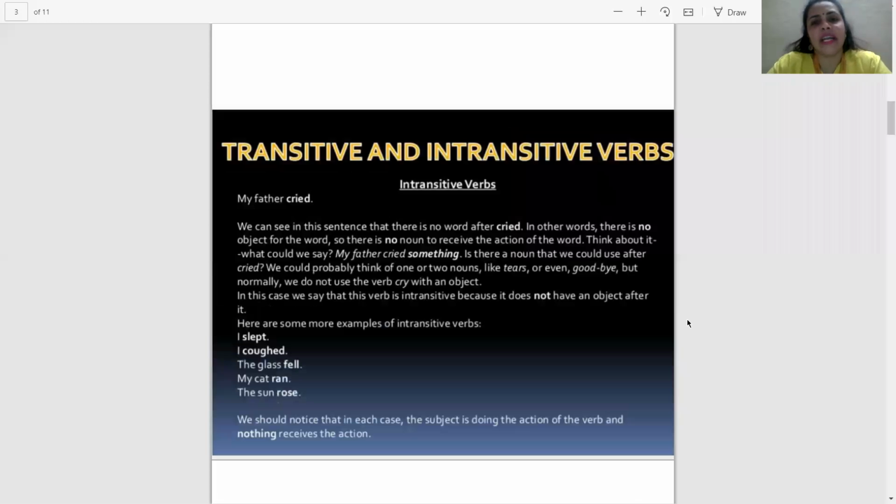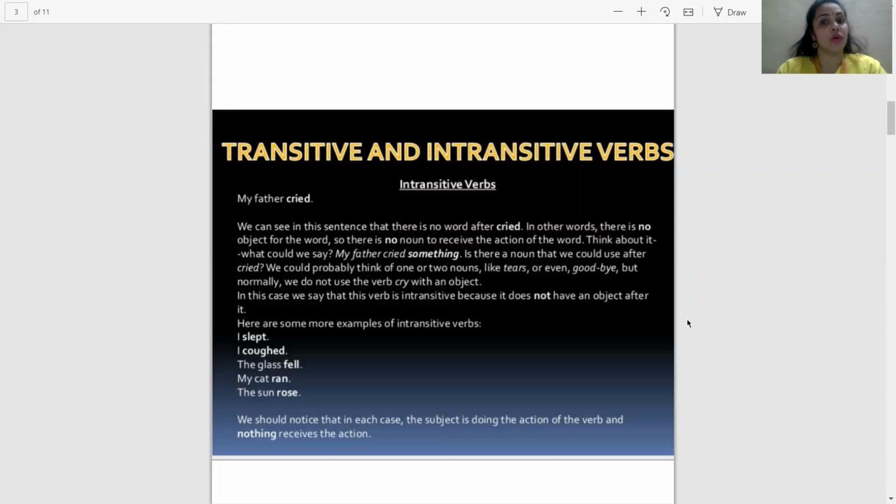Yes. My father cried. A child cried. A child cried what? Do you get anything? If I ask what to cry, do you get any answer? No, you don't. So we can see in this sentence that there is no word after cried which is receiving the action of crying. In other words, there is no object of the verb. So there is no noun to receive the action of the word. Think about it. What would you say? My father cried for something. A child cried for something. Is there a noun that we could use after cried? We would probably think of one or two nouns like tears or even goodbye, but normally we don't use the verb cry with an object.